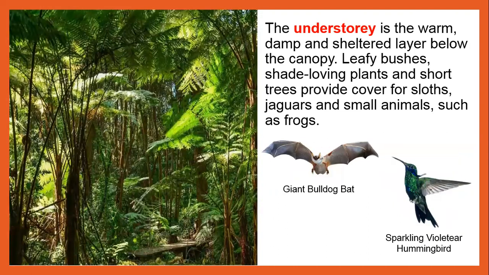Then below the canopy is the understory, which is a warm, damp, and sheltered layer below the canopy. The leafy bushes, shade-loving plants, and short trees provide cover for the sloths, jaguars, and small animals such as frogs. Other animals that also live in this environment include a giant bulldog bat and a sparkling violetear hummingbird. We can see here that this layer is thick and full of leafy bushes and also has much more shade. So less sunlight and less rainfall gets to this part of the rainforest.